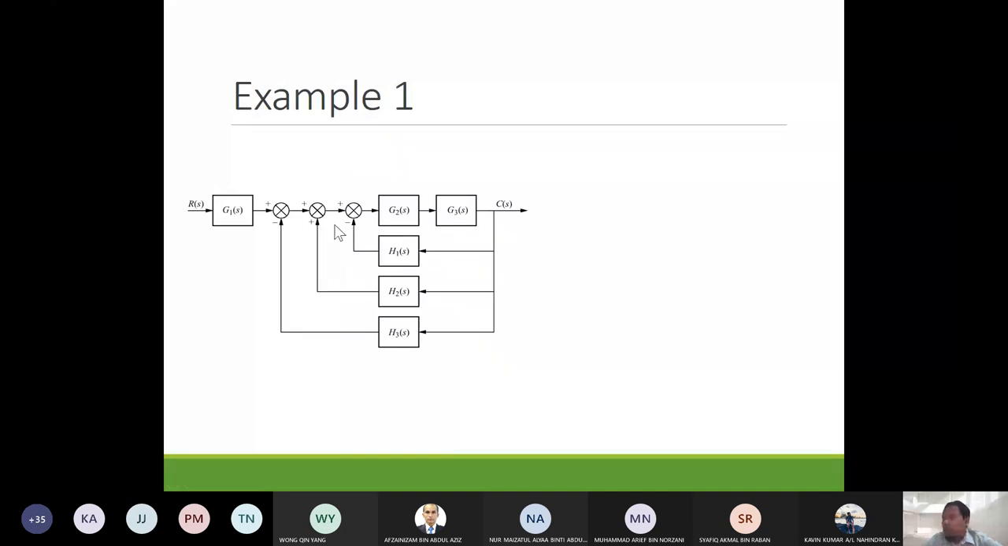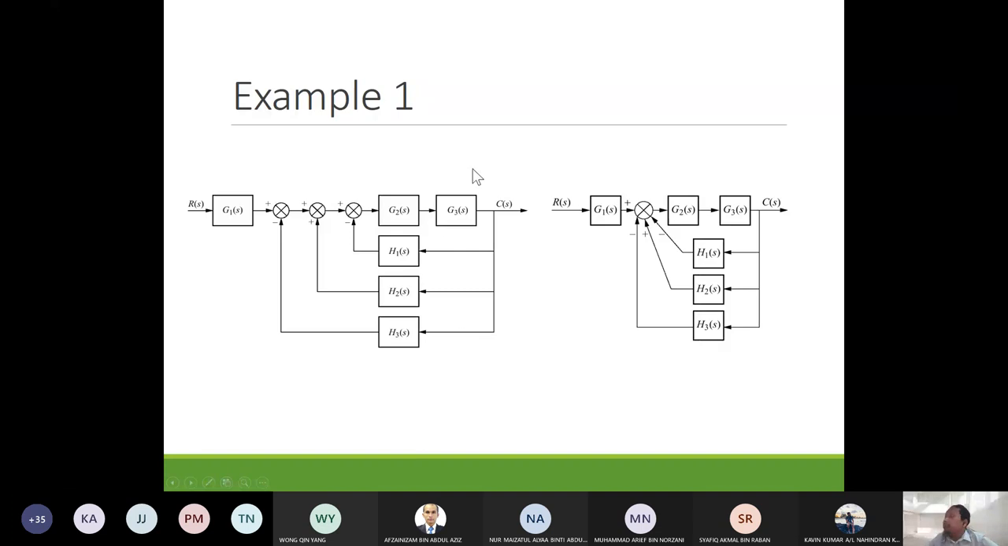So now, how can we simplify this system into a single block? We want to get this into a single block. So let's look at how the example reduces the system. Firstly, because we have these three summing junctions and there is nothing in between them, you can combine them together.